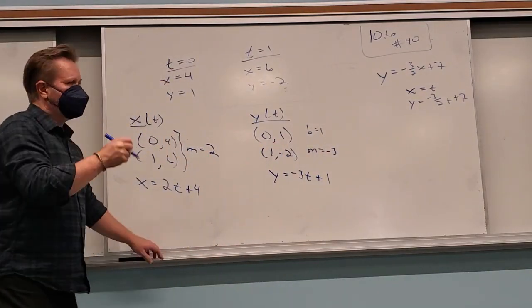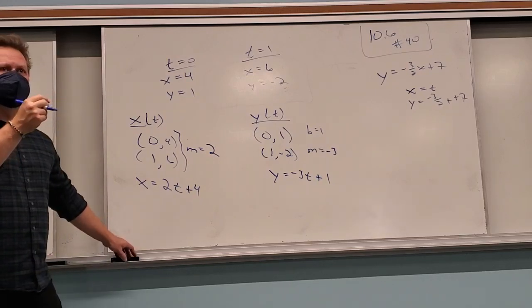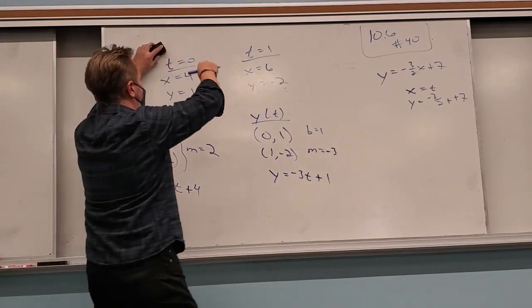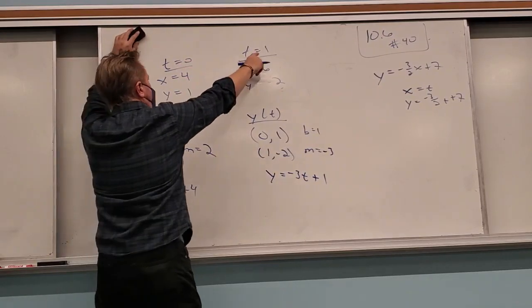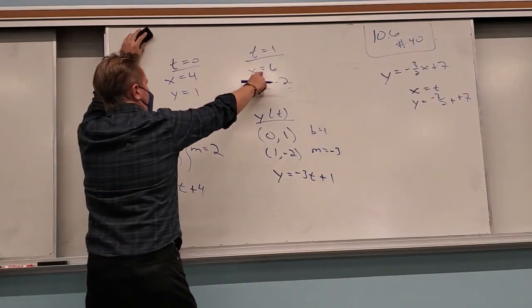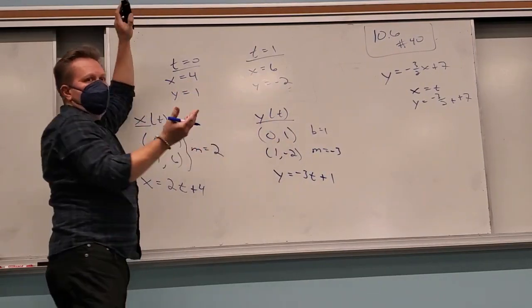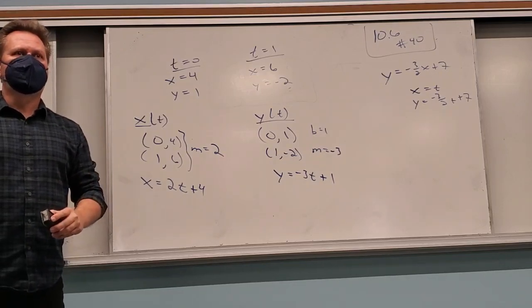So, all right, stay with me now. This is exactly how you're going to do number 40. So this is kind of cool. Again, you collect your information. At t equals 0, what do these do? At t equals 1, what do these do? Well, that means I have 2 points for x, and I have 2 points for y. If I have 2 points, I can find a slope. I can find an intercept.